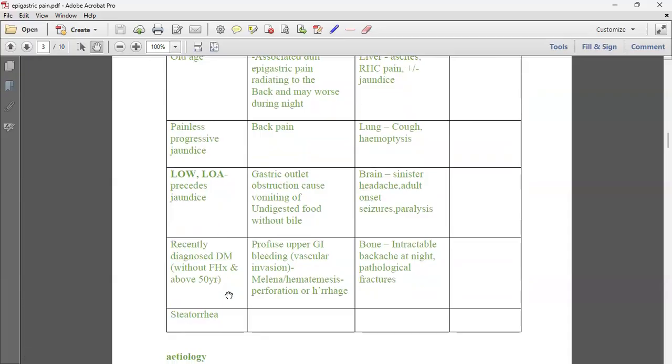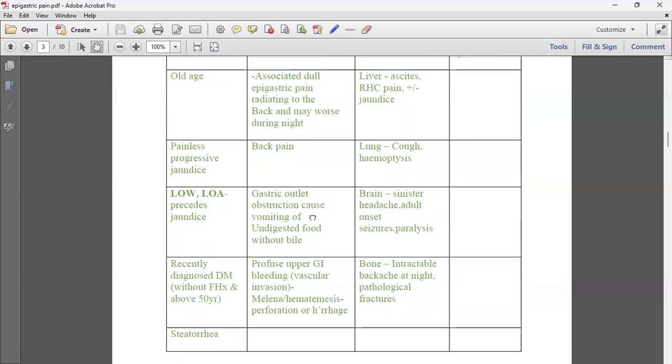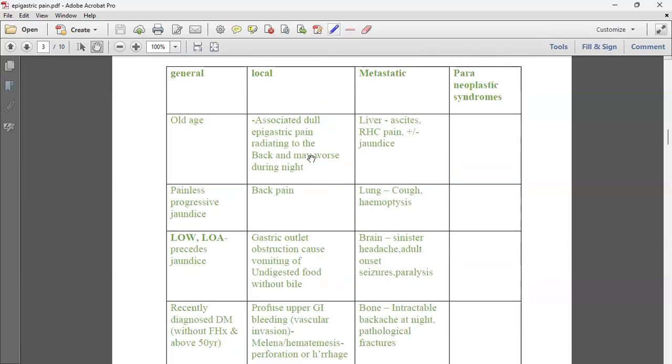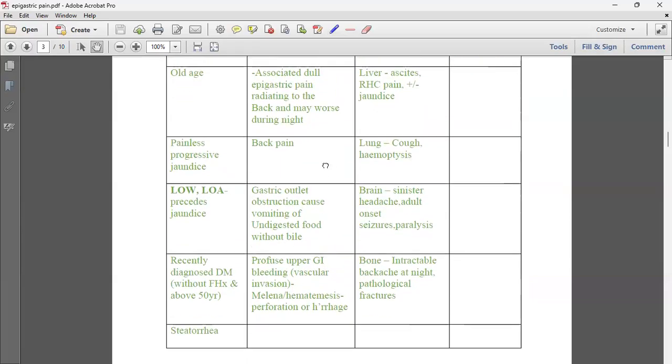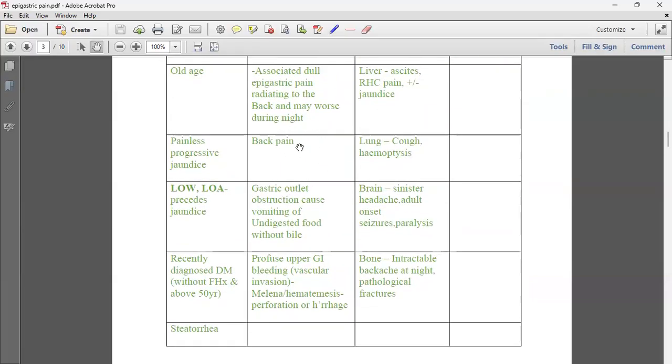There might be even features of recently diagnosed diabetes. You can ask in the history about steatorrhea. When it comes to the local symptoms of pancreatic carcinoma, there will be epigastric pain radiating to the back, which may be worse during the night. There will be associated back pain.